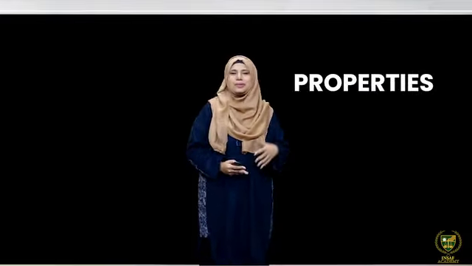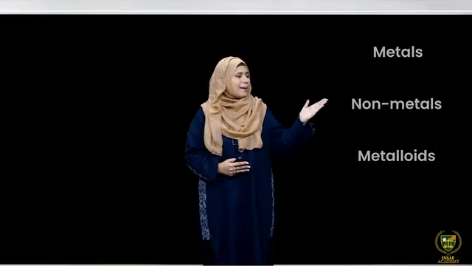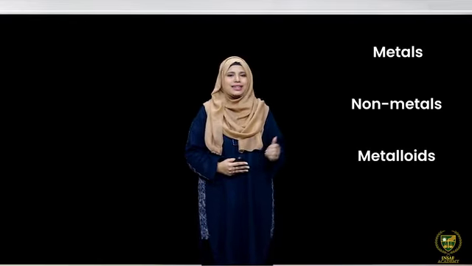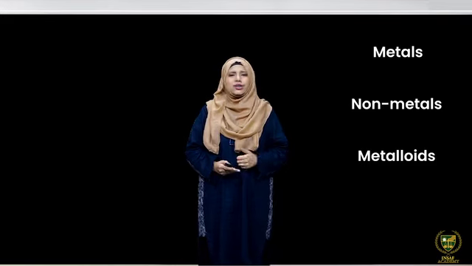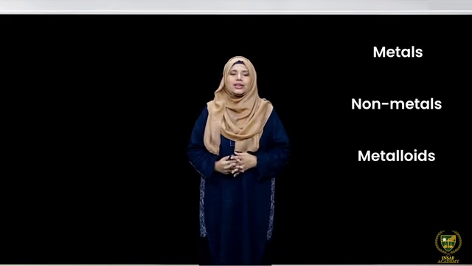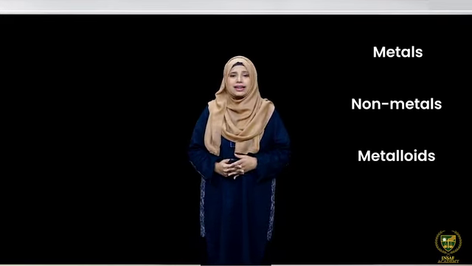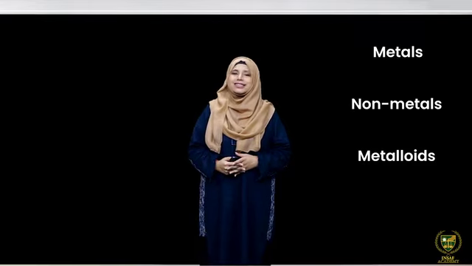But since elements can change their physical state at different temperatures, and we have different temperatures on different parts of the earth, scientists have classified elements on the basis of their properties as well. These classes are metals, non-metals and metalloids. What is the difference between these three and what are their examples, we are going to discuss in detail in our next lecture.